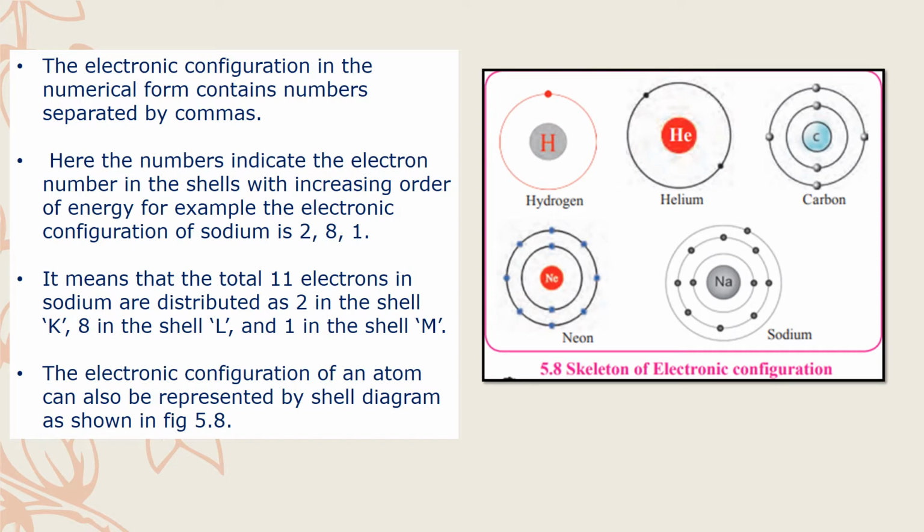Configuration in the numerical form contains numbers separated by commas. Here the numbers indicate the electron numbers in the shells with increasing order of energy. For example, the electronic configuration of sodium is 2, 8, 1. It means that the total 11 electrons in sodium are distributed as 2 in the shell K, 8 in the shell L, and 1 in the shell M. So the electronic configuration of an atom can also be represented by a shell diagram as shown in figure 5.8.